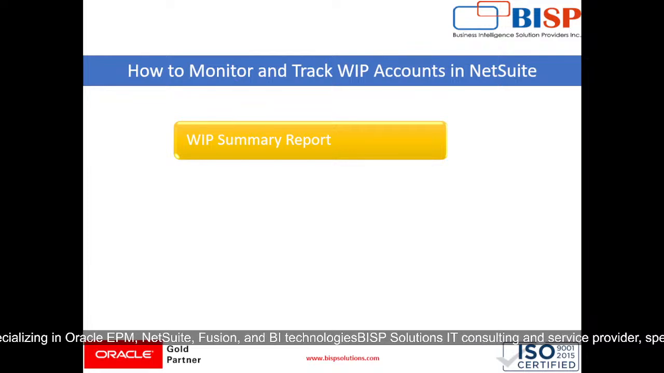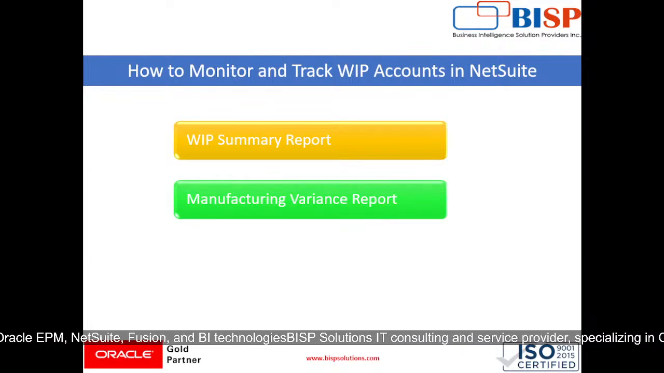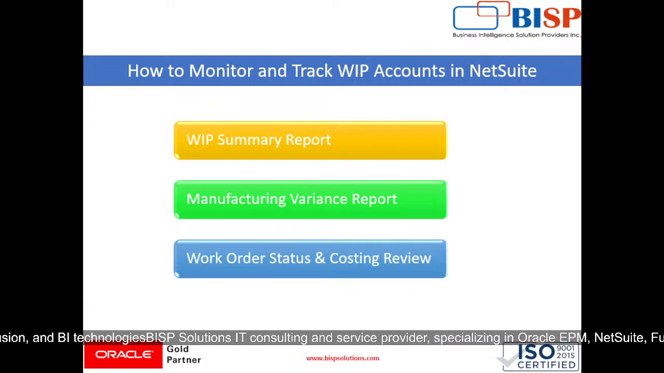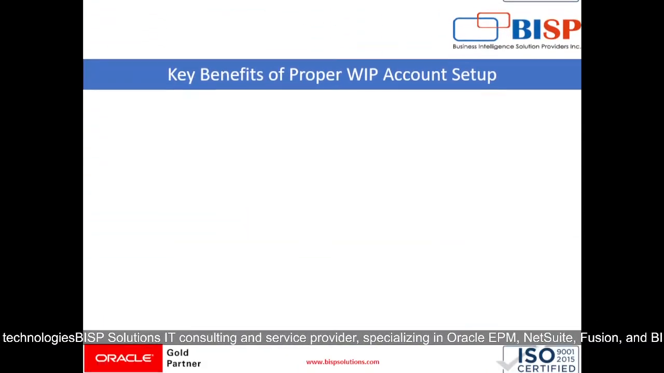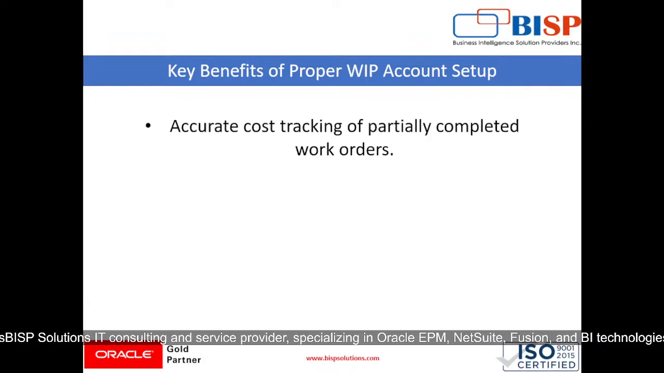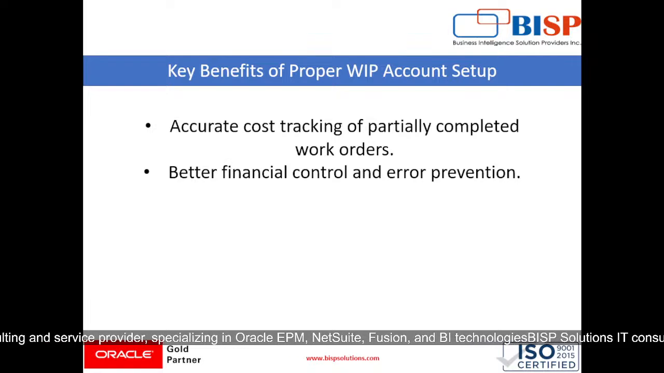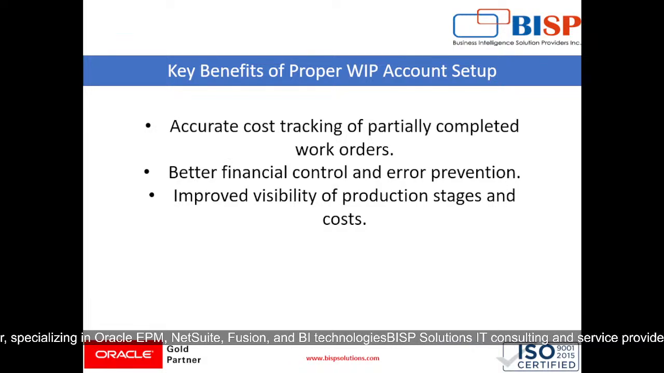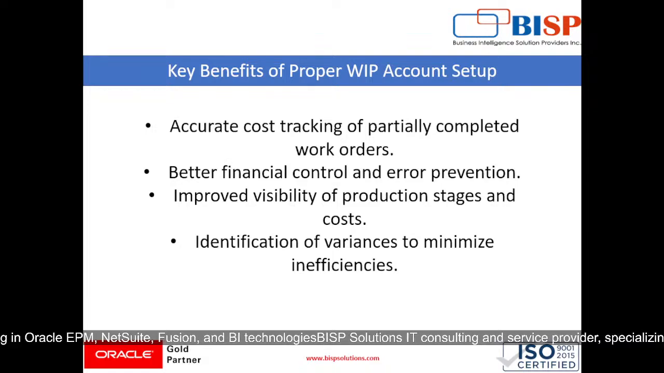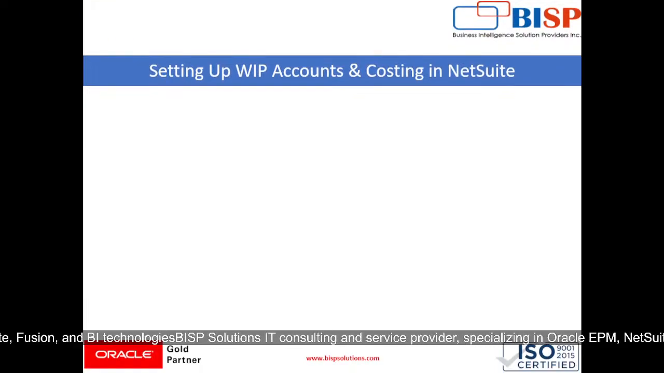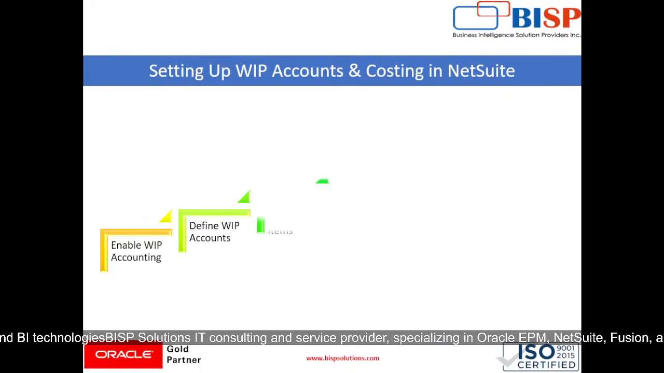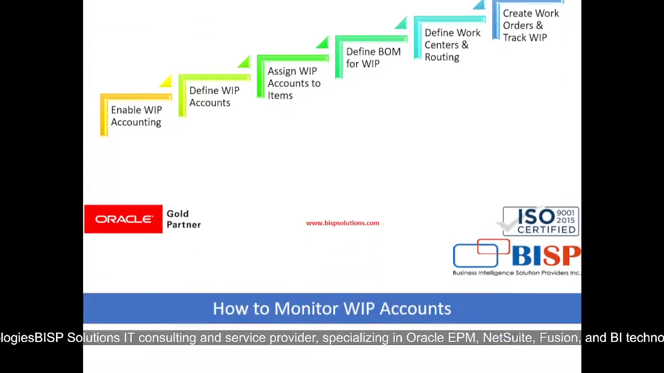So how to monitor and track WIP accounts in NetSuite? First we have to take the WIP summary report, then the manufacturing variance report, and we have to see work order status and costing reviews. So, key benefits of proper WIP account setup: it provides accurate cost tracking of partially completed work orders, it is better for financial control and error prevention, it improves visibility of production stages and costs, and it identifies variances to minimize inefficiencies.